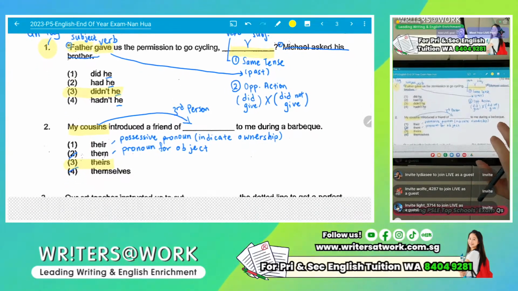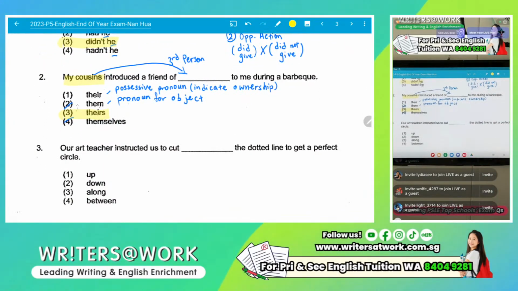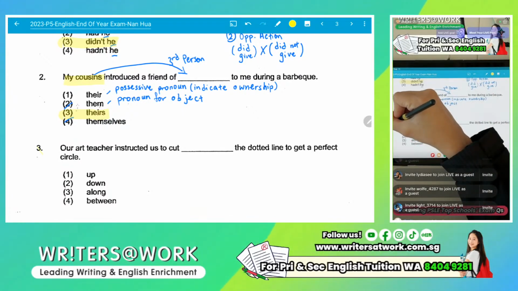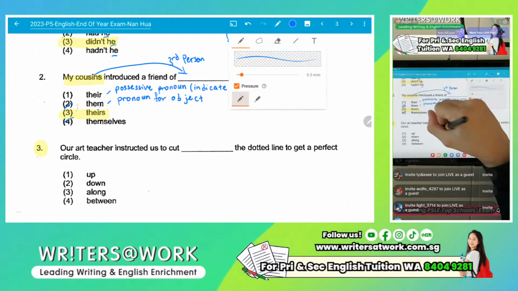Now, question 3. Question 3 is a preposition question. Depending on the familiarity with the language, it can be an easy question or a tricky question. So let's take a closer look.